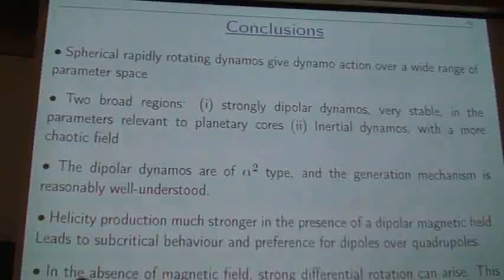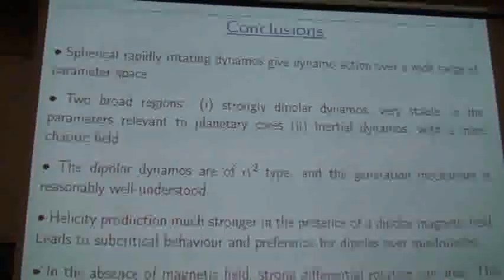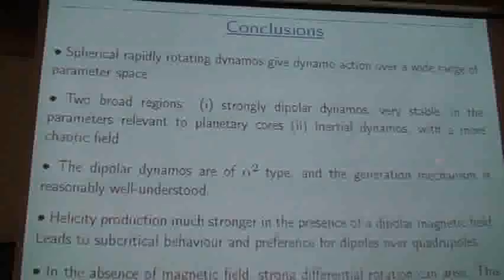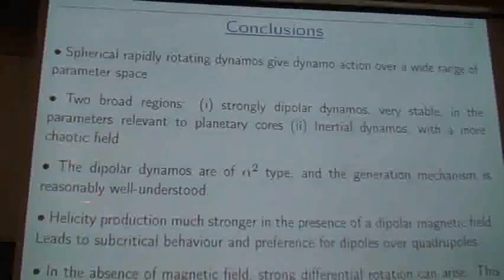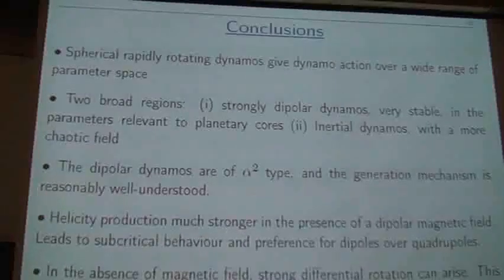Okay, so some conclusions from all this. There are two broad regions in dynamos: the strongly dipolar dynamos, which are very stable, and the inertial dynamos, where inertia is important, and there will be a more chaotic field and more small scale. Dynamos are of alpha squared type, and the generation mechanism, I think, is now reasonably well understood. The helicity production is strongly influenced by this dipole magnetic field, and this leads to subcriticality and a preference for dipoles over quadrupoles.